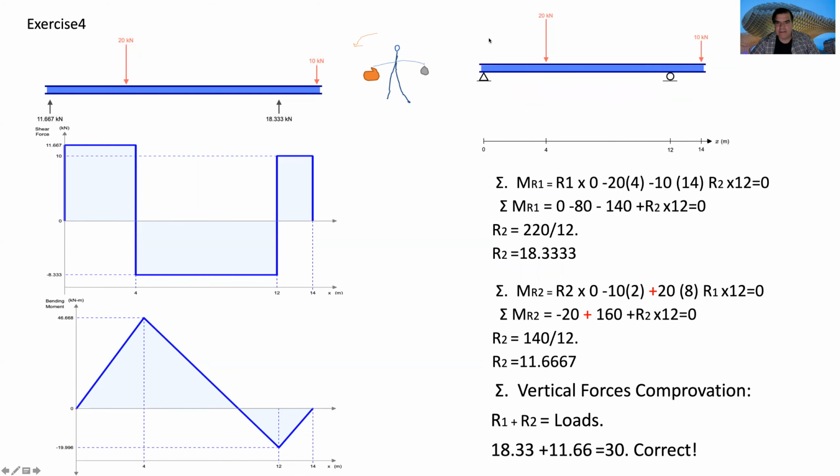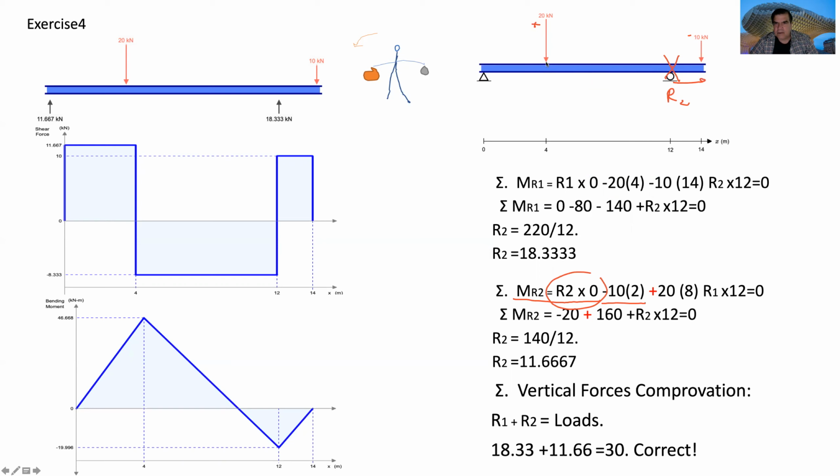But now we have a difference. Now we will calculate the moment in R2. That means they need to have a different sign. Summatory of moments in R2 is equal. R2 multiplied by 0, disappear. I go first to the left. It's no matter if you go first to the left or to the right. I will tell that this is negative, therefore this is positive. Minus 10 multiplied by 2, because this distance is 2.